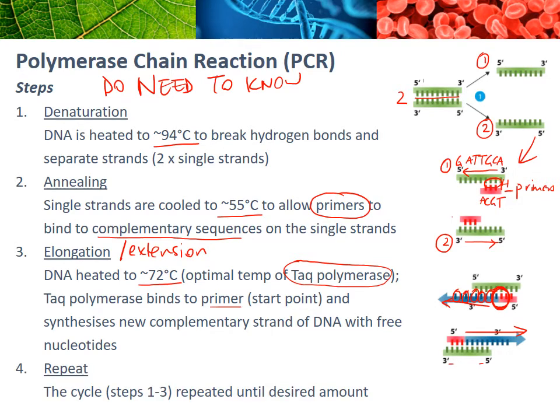And then finally, we repeat this cycle. The cycle technically is steps 1, 2, and 3, and that will get repeated until we have as many copies of the DNA as we need. So you really need to know these steps in their correct order and what happens: denaturation, annealing, and elongation, and then we keep repeating that until we've got as much DNA as we need.